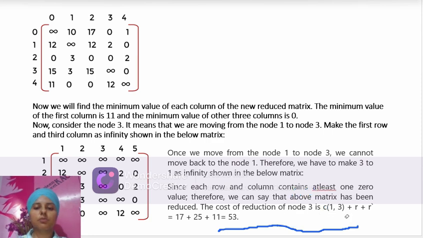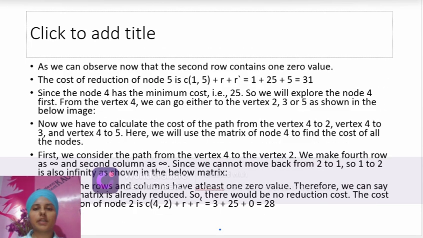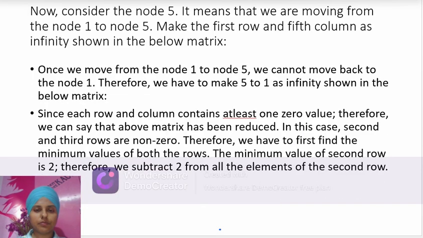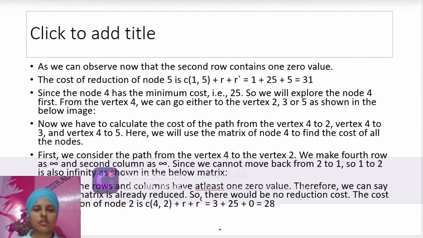That is, we will be exploring node 4, which has the minimum cost of 25. So we will be directly moving to the next node, that is after 1 to 5. What we will be doing is exploring 4. So from 4, where can we go?